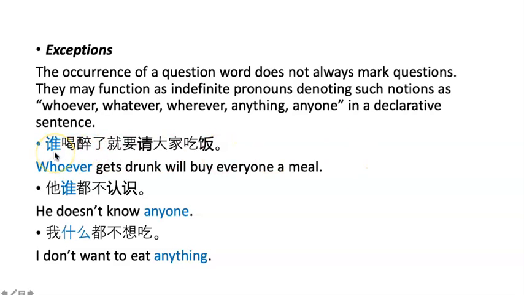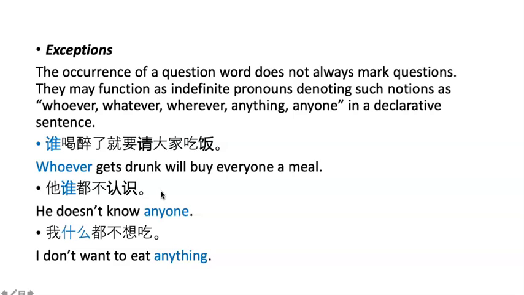Here, 谁 is not a question word. It is an indefinite pronoun referring to whoever. This is a declarative sentence. This is not a question. Second sentence, 他谁都不认识. He doesn't know anyone. Same word 谁 is not a question word in this sentence.